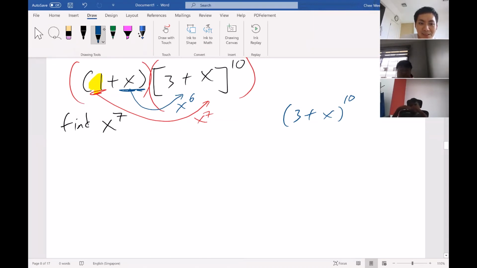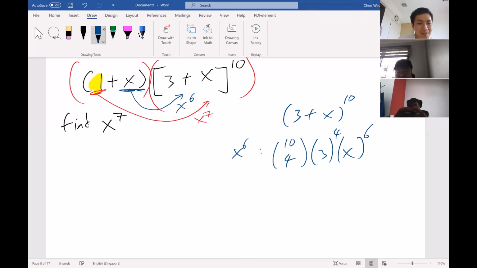Okay. So under here, if I want x to the power of 6, okay, Yanis, how should I get x to the power of 6 then? 10 choose 4, and then 3. Okay, 3 must be to the power of what in this case? 4. 4, then this guy must be 6, okay? Then this guy will be 4, then, okay?